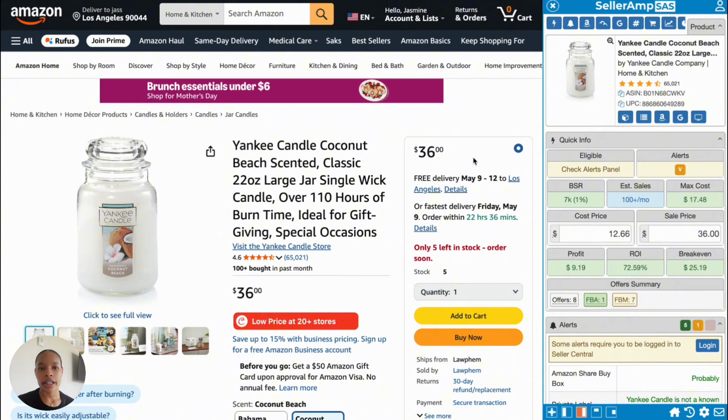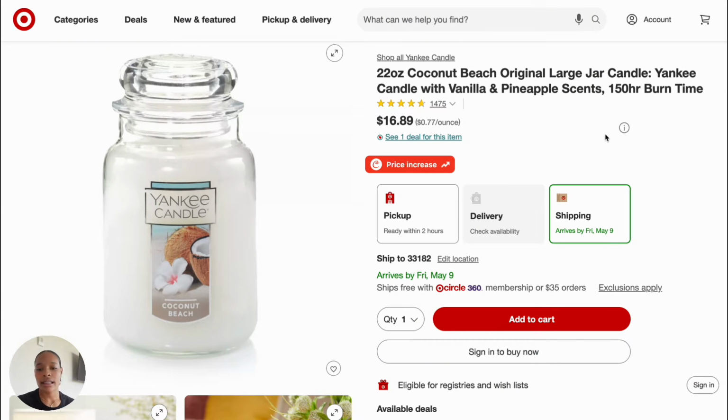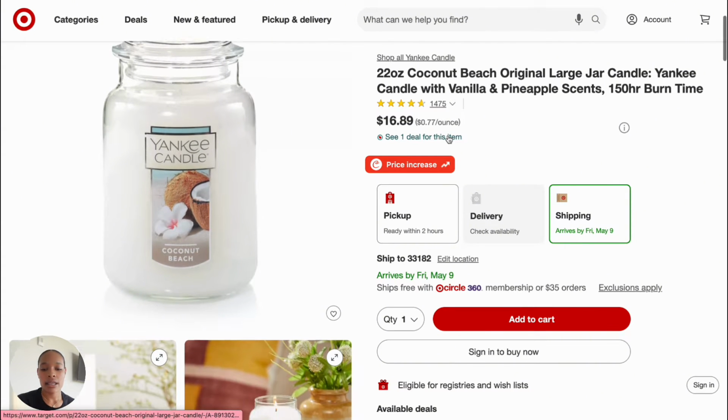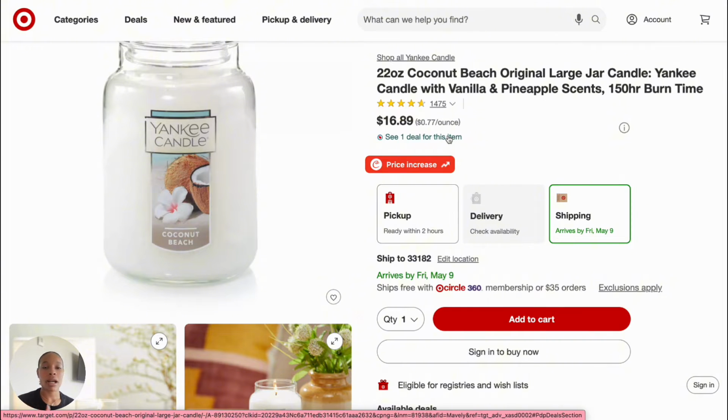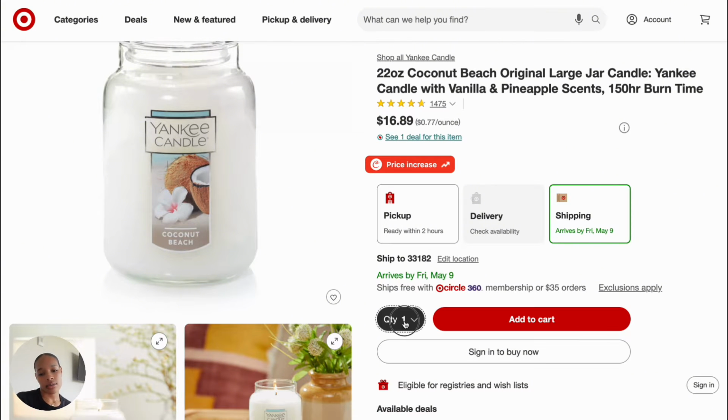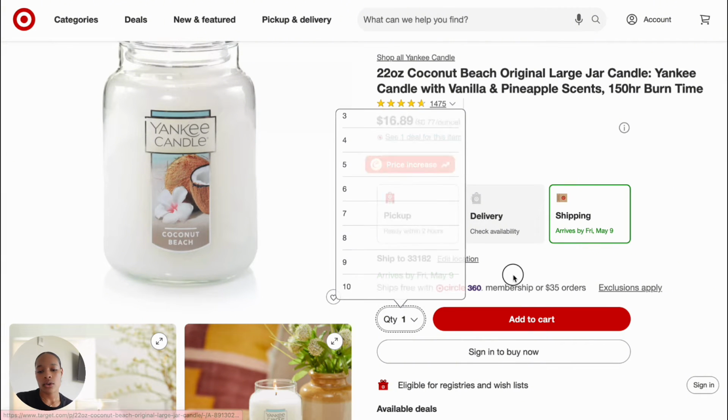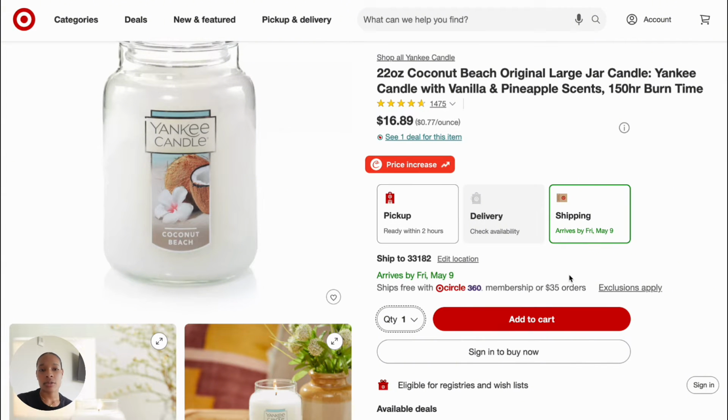Okay, so I just have a listing pulled up right here for you guys right now. So if you can see on here at Target, this Yankee candle is going on sale for $16.89, but there is a deal. If you purchase two, you get buy one, get one 50% off. So you can purchase as much as you want. Well, actually, I think this one's limited to only like 10. So you'll be able to purchase 10 and you'll be able to get buy one, get one 50% off.